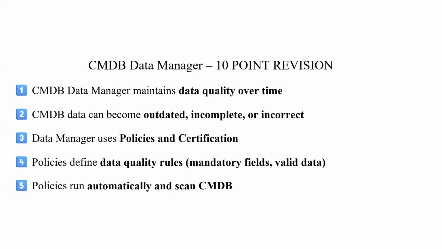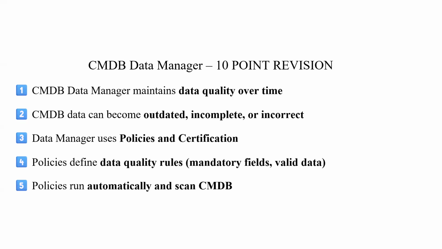Next one, CMDB data can become outdated, incomplete, or incorrect. So data problems happen over the time. For example, server retired but still active in CMDB, and owner field is empty, wrong IP address. It leads to the wrong decisions. Next one, third one, data manager uses policies and certification. It means two main components.